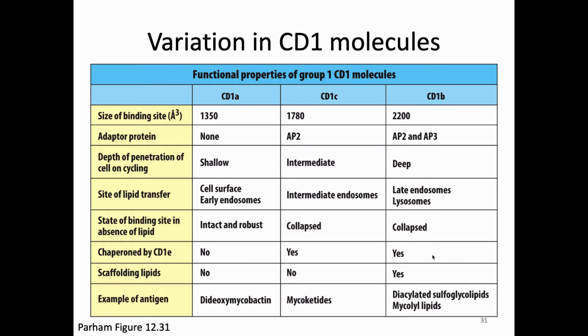I told you that MHC Class I is important for presentation to CD8 positive T cells. I told you that MHC Class II is important for presentation to CD4 positive T cells. And so we can also think about CD1 and its presentation ability. CD1 also presents to a unique kind of T cell.